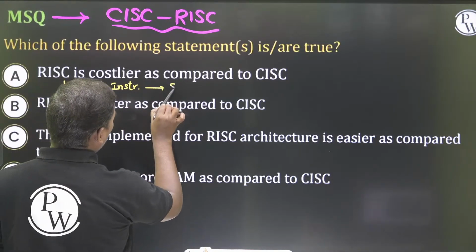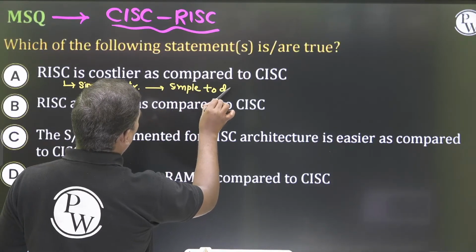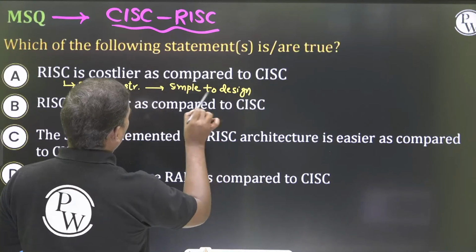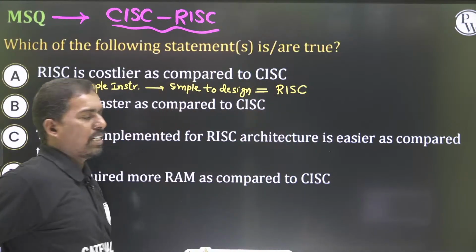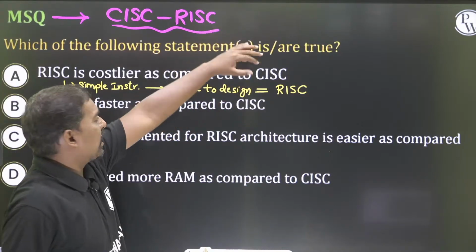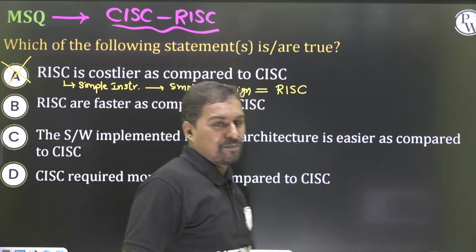Simple instruction, simple to design. Simple to design is RISC, whereas CISC is complex to design. So CISC is costlier, not RISC. So RISC is cheaper, RISC is inexpensive.